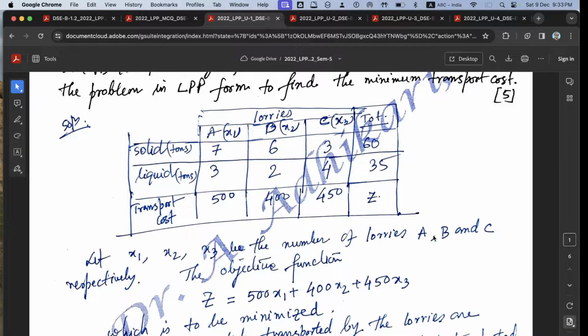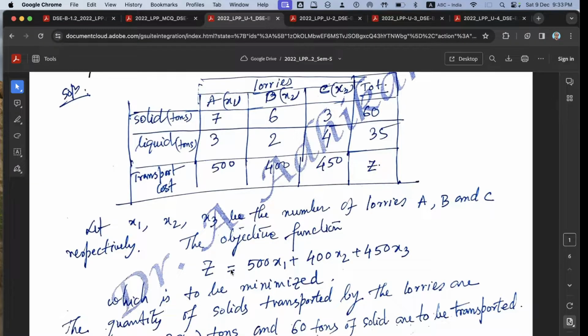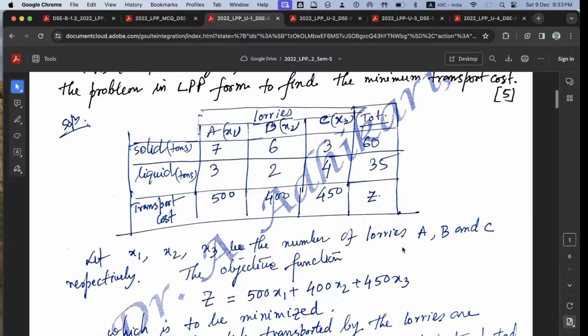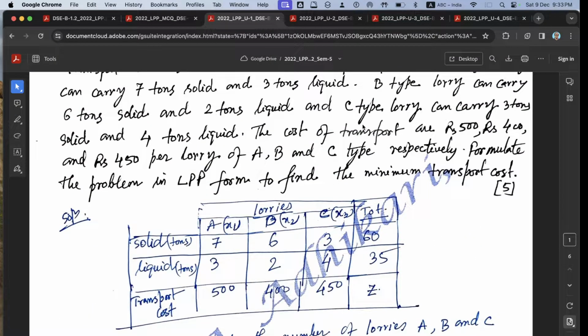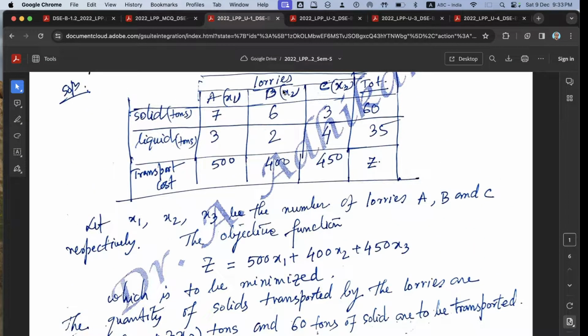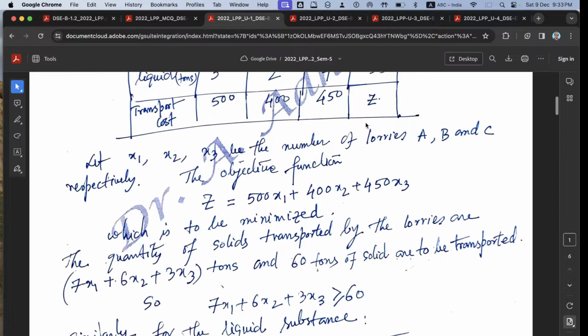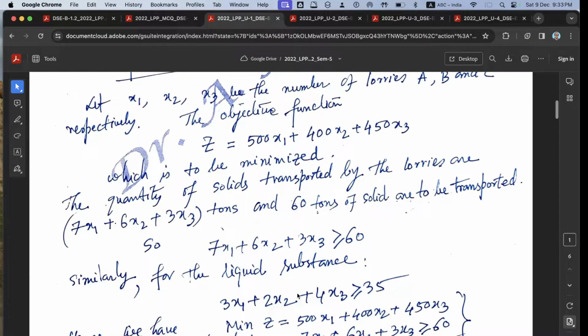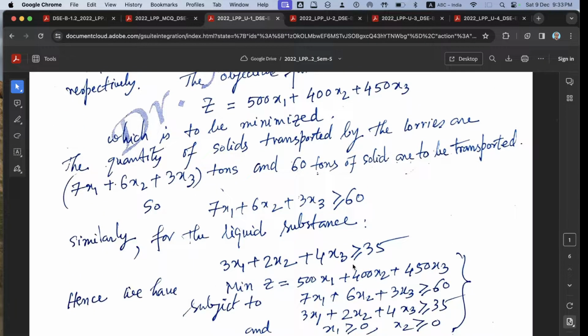Let x1, x2, x3 be the numbers of lorries. We suppose x1 is the number of A-type lorries, x2 the B-type lorries, and x3 the C-type lorries. So Z is equal to 500x1 plus 400x2 plus 450x3. This is the objective function, with the costs of the A, B, C lorries being 500, 400, and 450. The quantity of solid transported by the lorries is 7x1 plus 6x2 plus 3x3 tons, and this must be greater than or equal to 60. Similarly, for the liquid, the constraint is greater than or equal to 35.